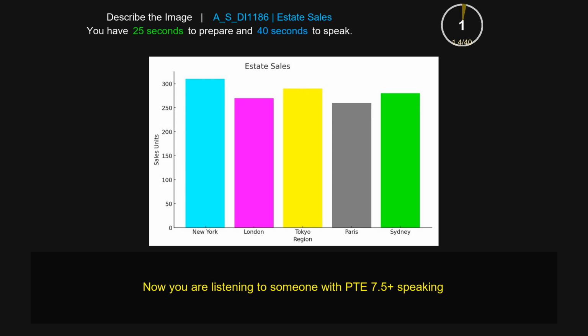The following image gives the information about estate sales. The image consists of information about regions and countries' names. The x-axis represents the information about New York City, London, Tokyo, Paris, and Sydney. The y-axis represents the information about 50, 100, 150, 200, 250, and 300 units. The highest figure in this image is New York, which is 300 units, and the lowest figure in this image is London, which is 250 units. Overall, the image gives information about the estate sales.